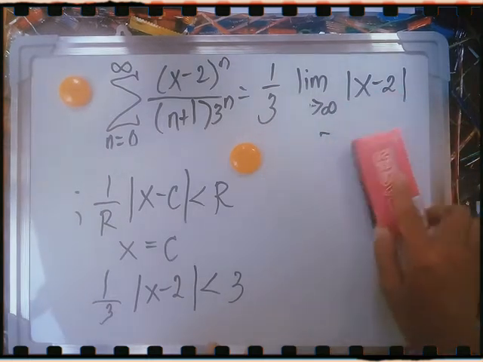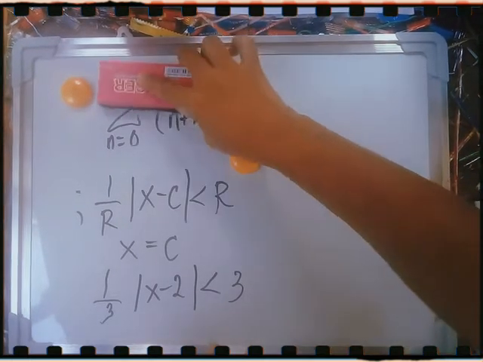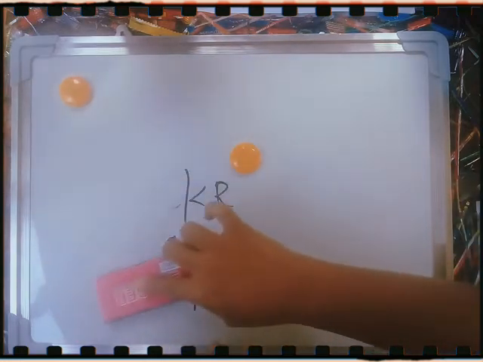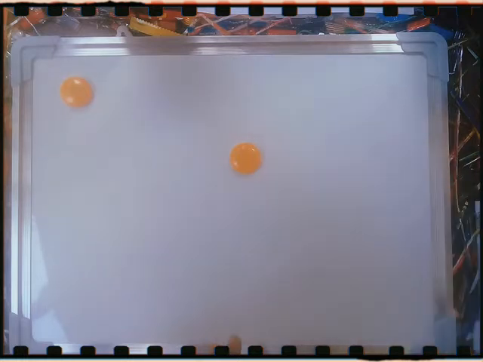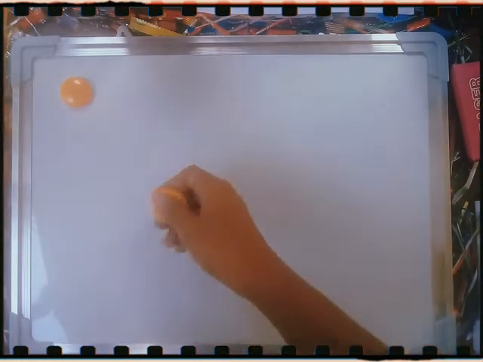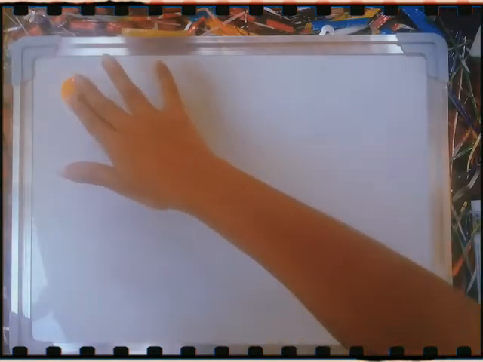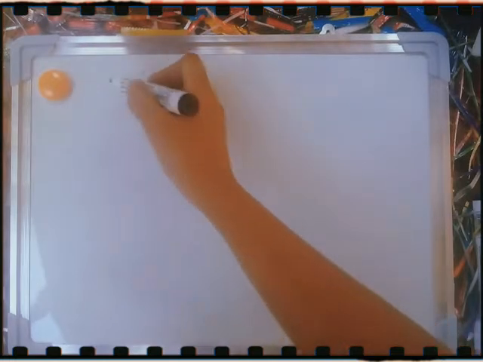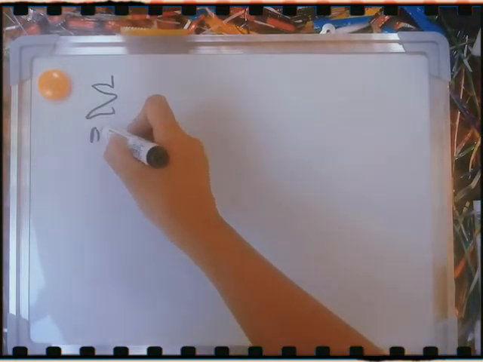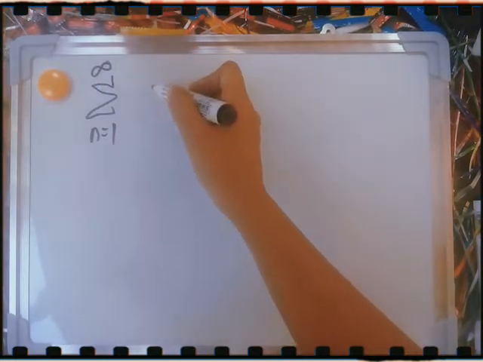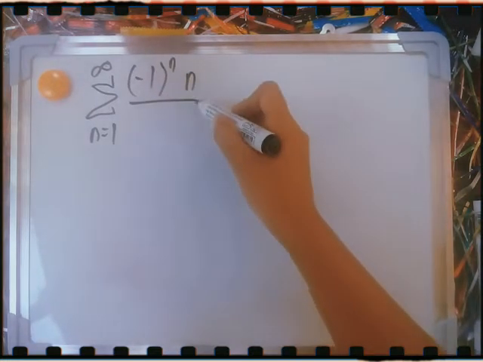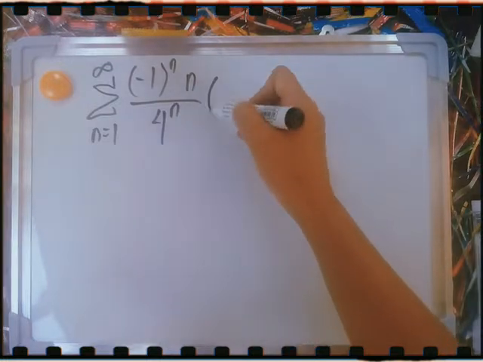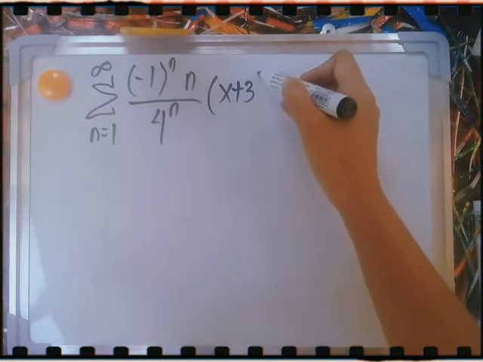Let's take another example that was given to us by our professor, Sir Richmond Jet Marasigan, answered in our midterm. And that would be the series as n is equal to 1 to infinity of negative 1 raised to n times n over 4 raised to n times x plus 3 raised to n.